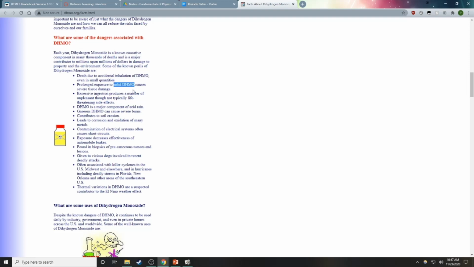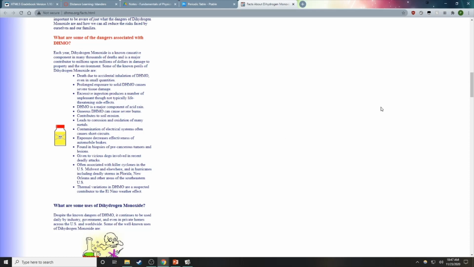Prolonged exposure to solid DHMO causes severe tissue damage. Solid DHMO is ice, so yes, being exposed to ice can have bad effects. Excessive ingestion produces a number of unpleasant, though not typically life-threatening side effects. Yes, that means your bladder is full and you probably need to go to the bathroom. Major component of acid rain, yeah, it's going to be the rain portion, right?